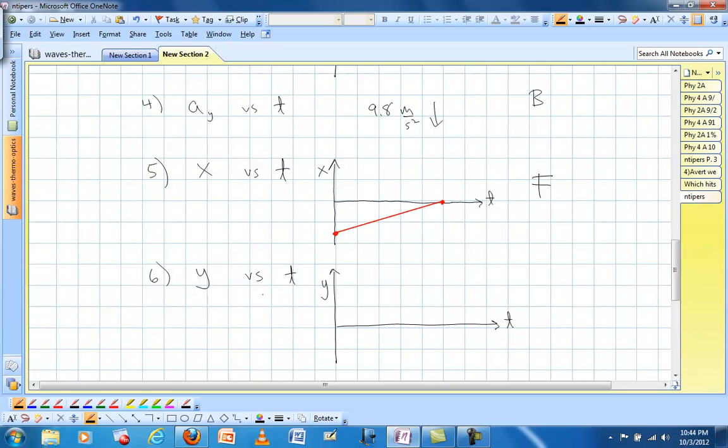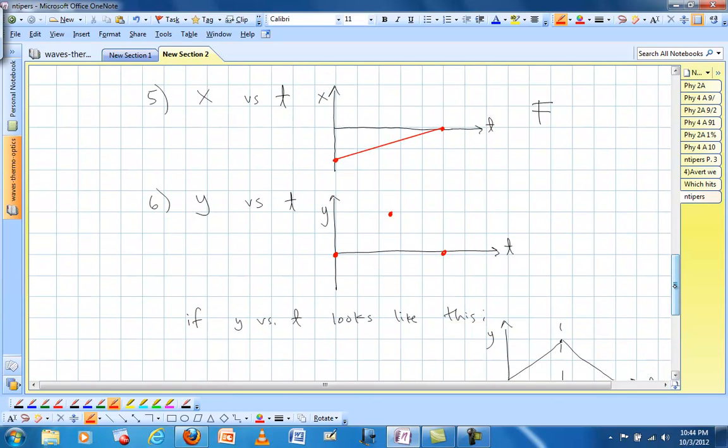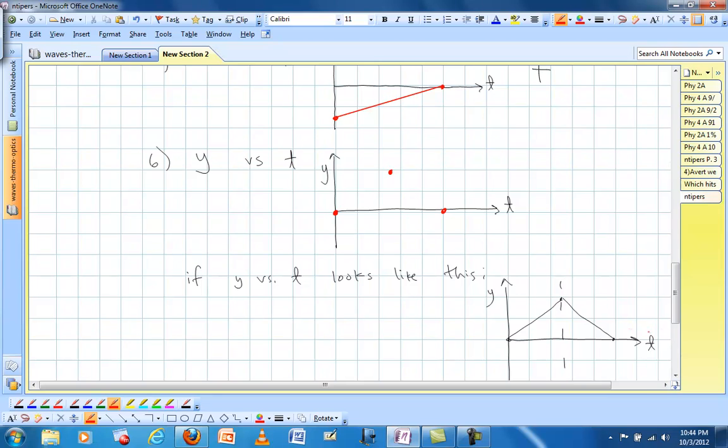Now, the y direction, the ball starts out at 0, and it ends up at 0 back at home plate. But somewhere in the middle, it hits a peak. The question is, how do we connect those dots? Those dots were fairly easy to find. How do we connect them? You might be tempted to draw this curve.